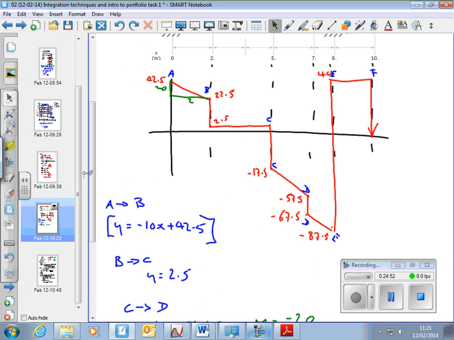Because if we look at this line here, that's this bit we're talking about, we're actually after, if I were to continue this line back, where it cuts the y-axis. I want that point where it cuts the y-axis. So to find it, I need a point. I know two. I know that point, and I know that point. I just need one point on the line. I know that when x equals 5, in other words, this point here, y equals minus 17.5. Or I could use when x equals 7, y equals minus 57.5. So I use that information.